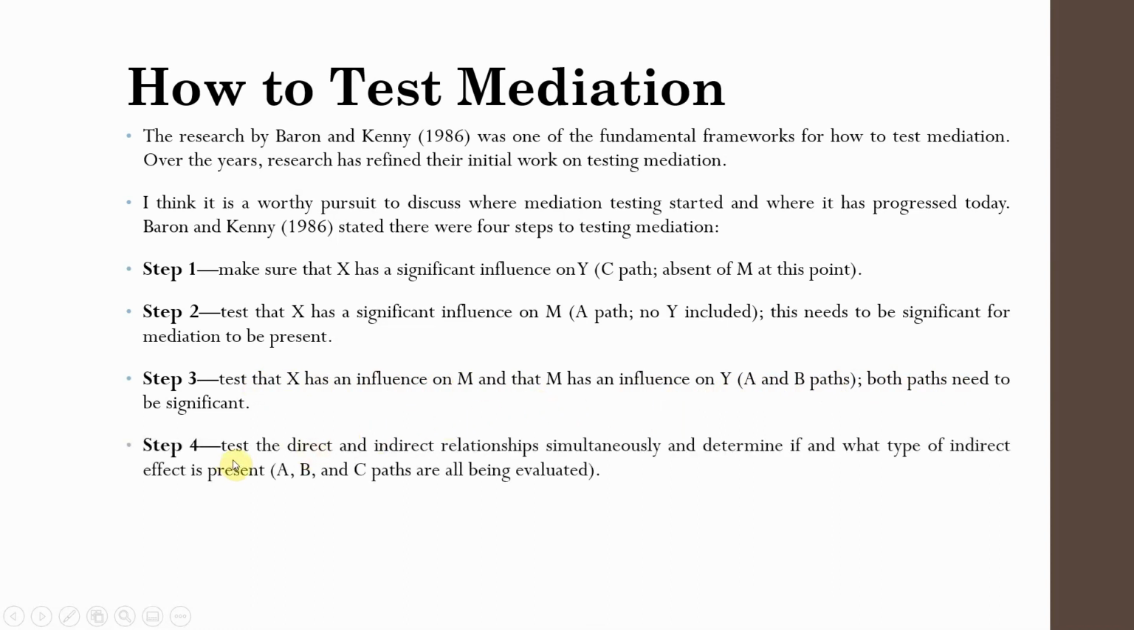And your step 4. It tests the direct and indirect relationship simultaneously and determines if and what type of indirect effect is present. A, B and C paths are all being evaluated. So you've got your IV, your DV and the mediator in the same model.